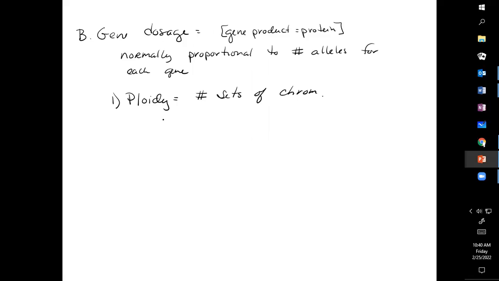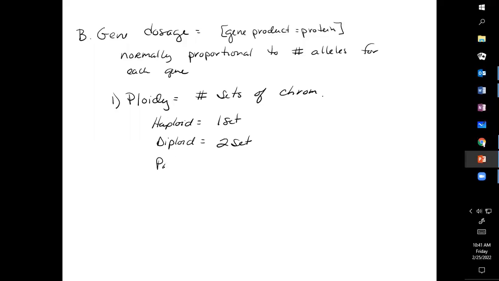And we've seen some of these terms before. We know that haploid means one set of chromosomes, therefore one allele. In a haploid cell, the normal gene dosage would be 1x because you only have one allele for each gene. In a diploid cell, we have two sets of chromosomes, therefore we have two alleles for each gene, therefore we would have 2x gene product, or 2 times the protein made in a diploid cell than we would in a haploid cell.